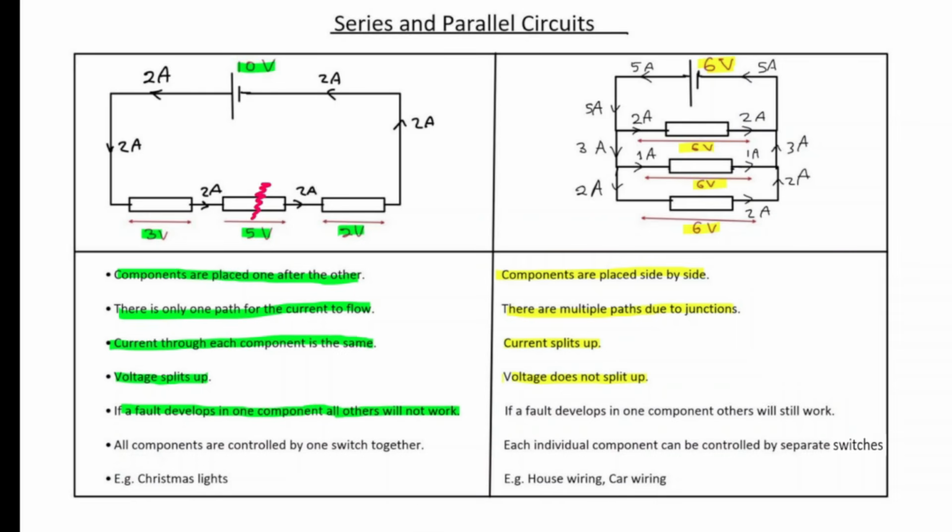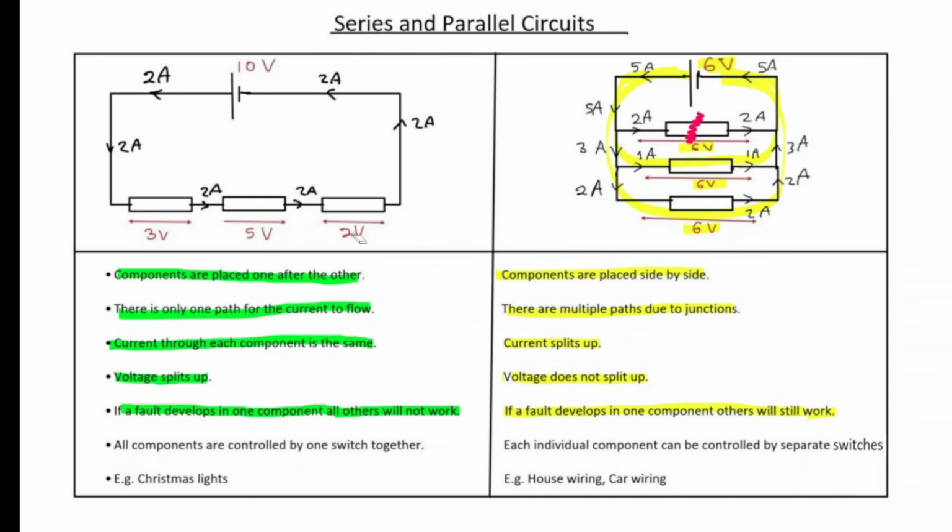However, in a parallel circuit, if a fault develops in one component, the others will still work. Now let's say this one got damaged for some reason. Now the current cannot go through that branch, but here the current can still go through the other branches, like this one and the other one, so others will still work.